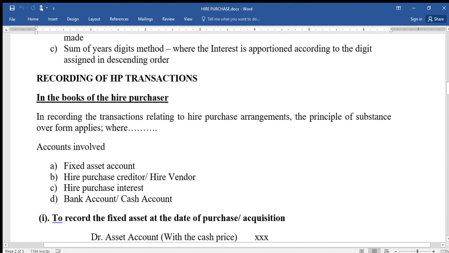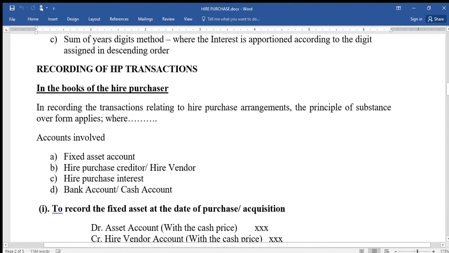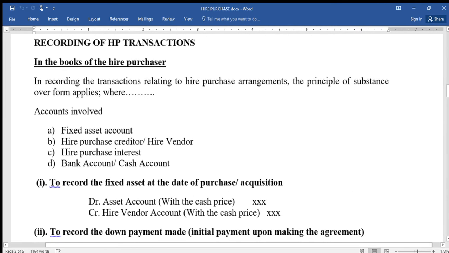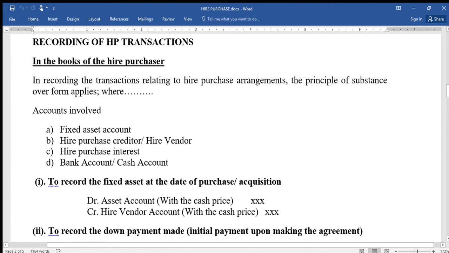Then let's look at the accounting entries under hire purchase. Recording of hire purchase transactions in the books of the hire purchaser or the buyer. In recording the transactions relating to hire purchase agreements, we follow the principle of substance over legal form. Substance over legal form is where we record the economic reality of the transaction and not the legal form.